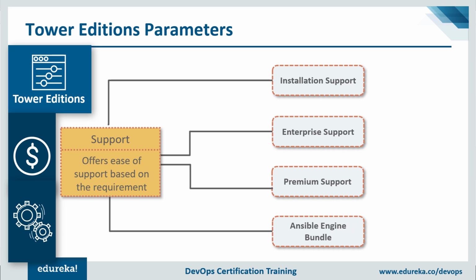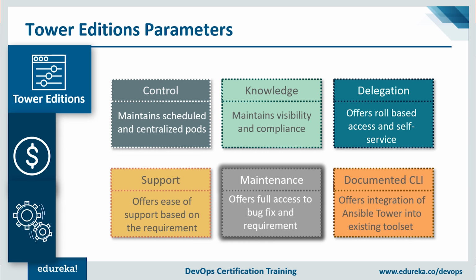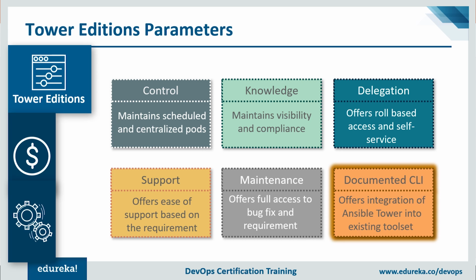So guys, again, the self-support doesn't offer any of these supports. Only the standard and the premium do offer these supports, but yes, the standard edition also doesn't have the premium support, it just has the enterprise support. Now moving on to the next category, that is maintenance. By maintenance, I'm talking about how you get full access for bug fixing and upgrade releases. And finally, the fully documented REST API and Tower CLI, with which you can integrate the Ansible Tower into your existing toolset with fully documented API and Tower CLI API wrapper.